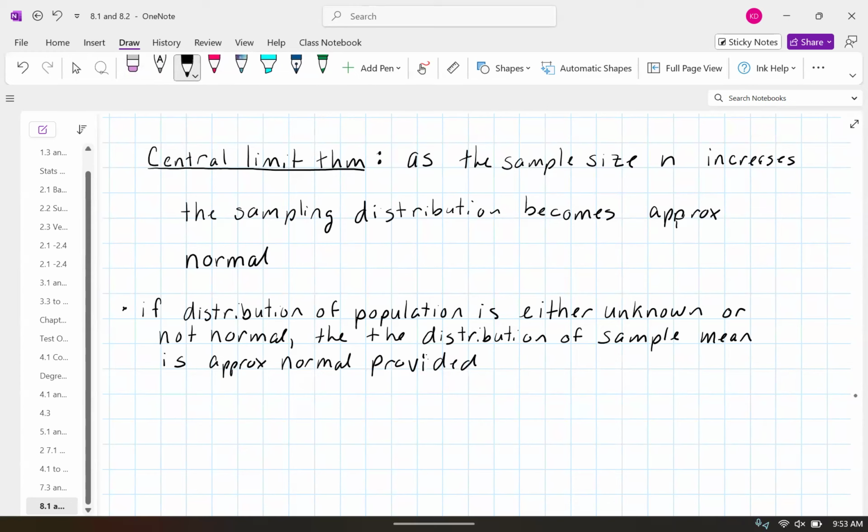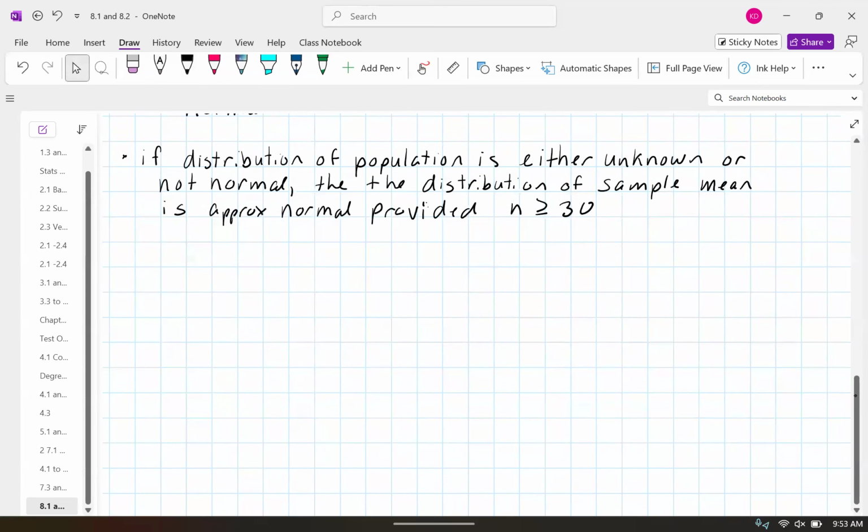Your N is at least 30. So we can make a lot of really nice assumptions if our N is 30. So we can use our Z-scores, which are relatively easy to use. We like them. Find our score, look it up on the chart. Remember the equation, hopefully.